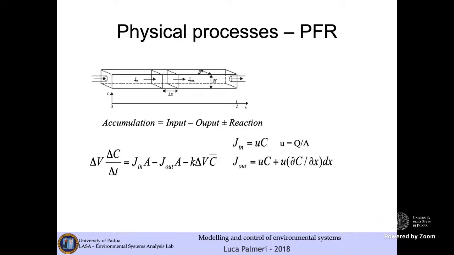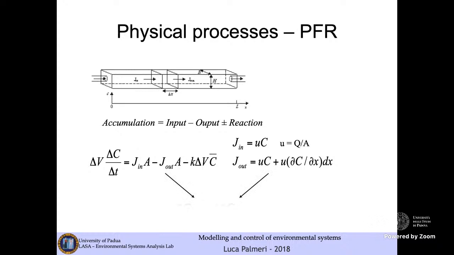In this case, you may explicitate the inflow in the elementary volume by writing that the quantity of material entering into the elementary volume, J in, is equal to the speed of flow times the concentration, and the speed of flow may be simply calculated as the discharge divided by the area through which this flow happens. J out is simply equal to what goes in plus a variation element that depends on the derivative in x times how much the concentration changes along the main direction of flow, in this case x, the flow in x.